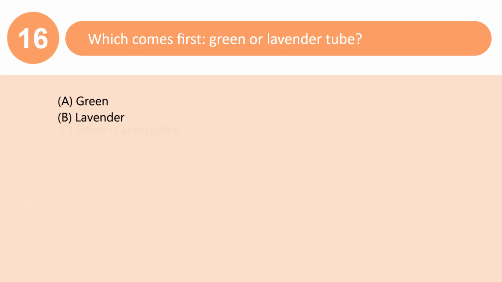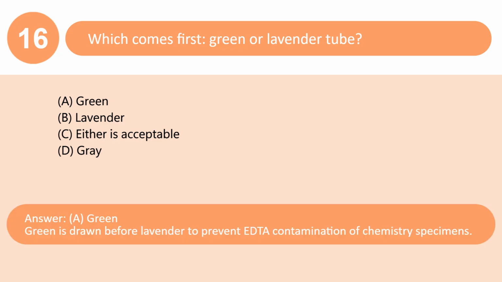Which comes first, green or lavender tube? A. Green. B. Lavender. C. Either is acceptable. D. Gray. Answer: A. Green. Green is drawn before lavender to prevent EDTA contamination of chemistry specimens.